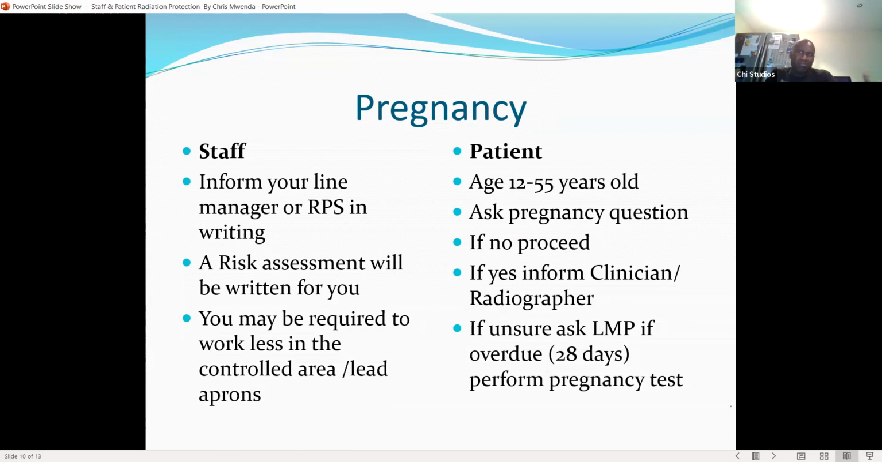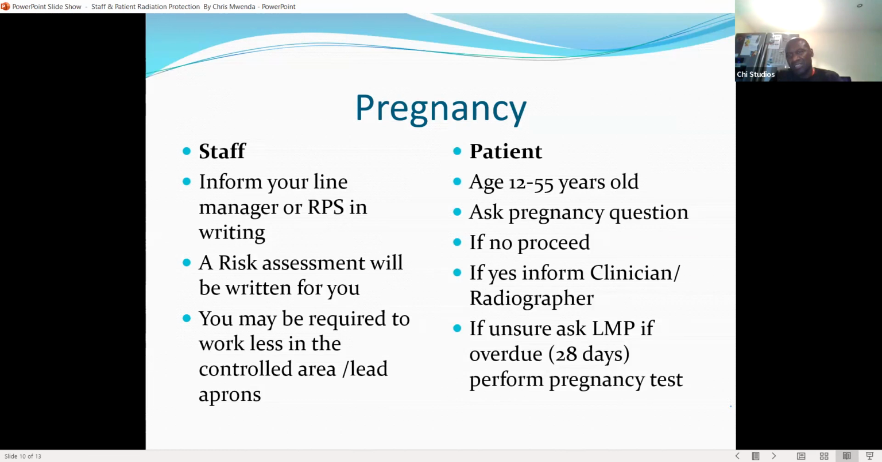From the other part, we have got the patient. The rule now is anyone from 12 to 55, you have to ask for a pregnancy. As we move on, we have emergencies. At that point, as a radiographer, you have to think of, like, a primary PCI in an emergency. You look at the risk and the benefit. If it's an emergency, if we don't do the procedure, the patient will die. However, if it's just a routine angiogram, the patient is able to be managed medically.